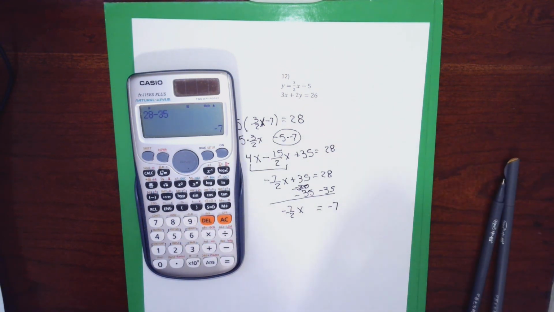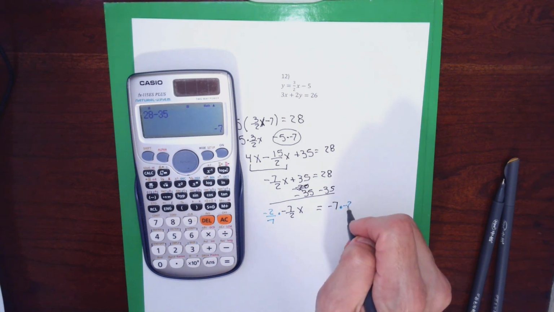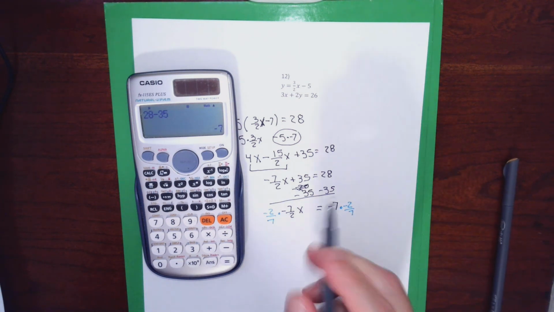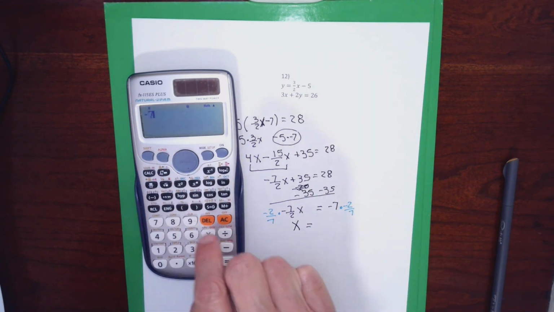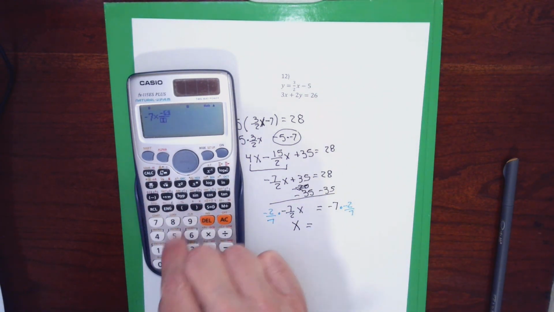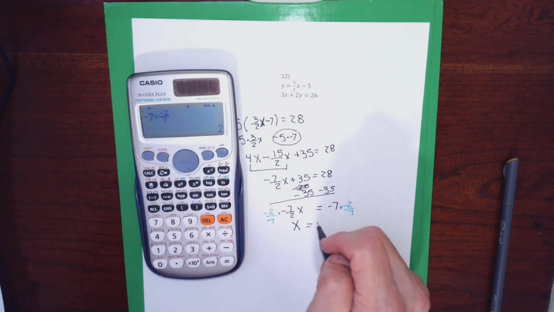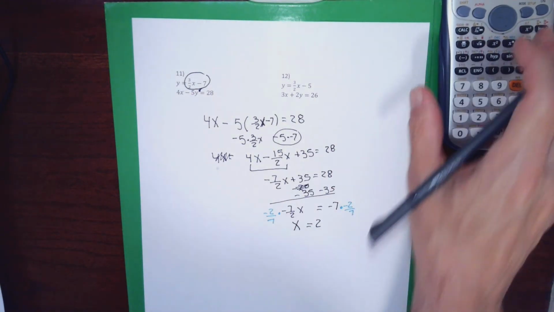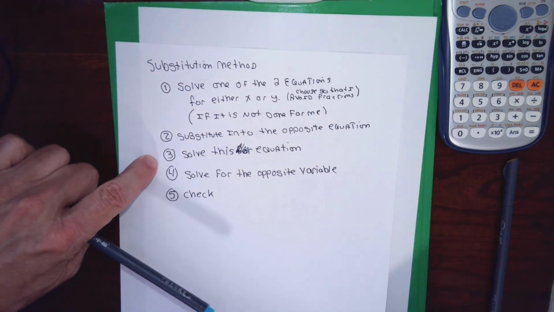To solve for the x, I need to multiply by its reciprocal. So I'm going to multiply the left side by minus 2 over 7, and I'm going to multiply the right side by minus 2 over 7. On the left side, multiplying a number by its reciprocal, you get 1. So it's just going to leave me with a 1x. And on the right side, when I multiply negative 7 times negative 2 over 7, I get positive 2. So that's part of my answer. Part of my answer is x equal to 2. This is finishing step 3, solving this equation using heavy technology.